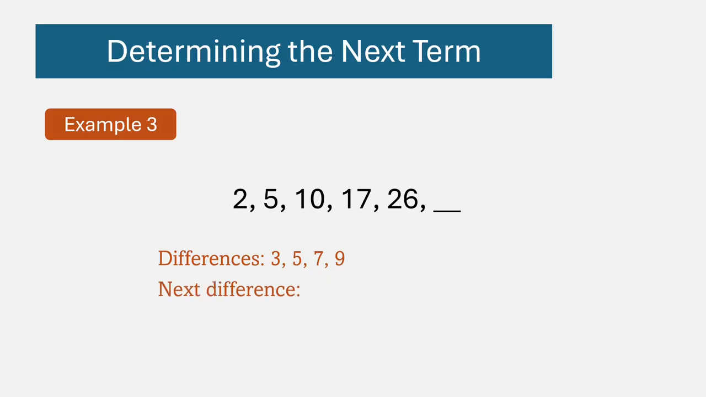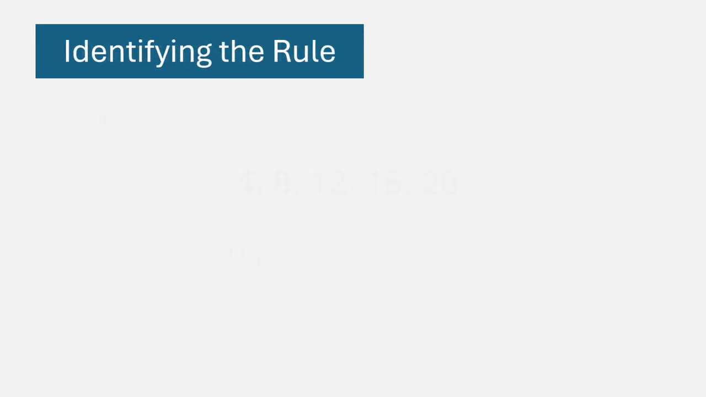Okay, so the next difference would be, yes, 11. Since we have 7, 9, the next difference is 11. And what would be the next number? Okay, the next number would be 37. Okay, so moving on.